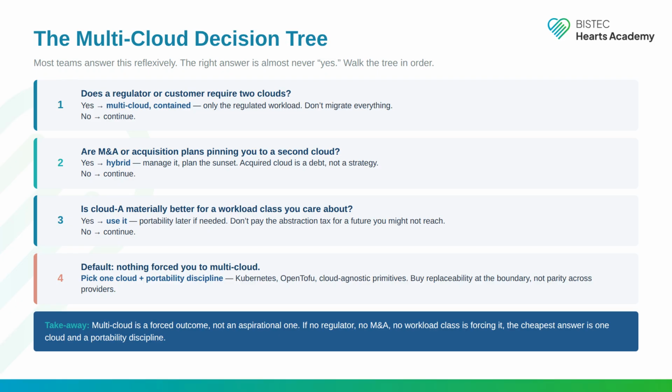The takeaway. Multi-cloud is a forced outcome, not an aspirational one. If no regulator, no M&A, no workload class is forcing it, the cheapest answer is one cloud and a portability discipline. The decision tree exists because the reflex answer is wrong.